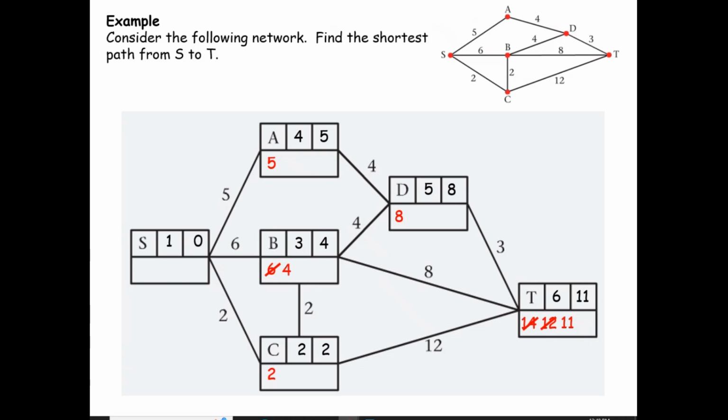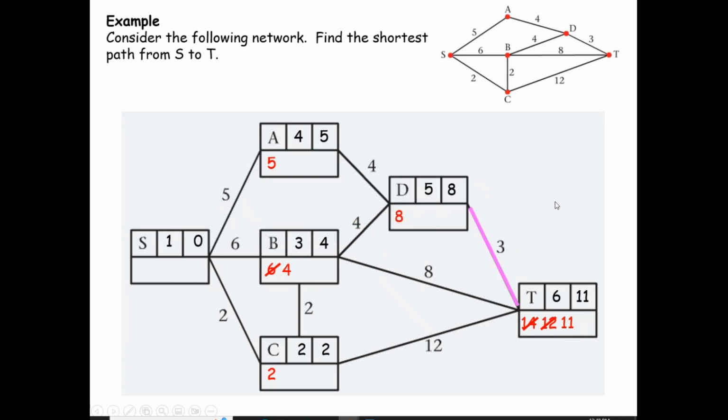To finish this algorithm off, you need to work out what the shortest path is. And to do this, you work backwards through the algorithm. So you start off at T and you look for the nodes where the difference between the permanent labels is the same as the arc length.